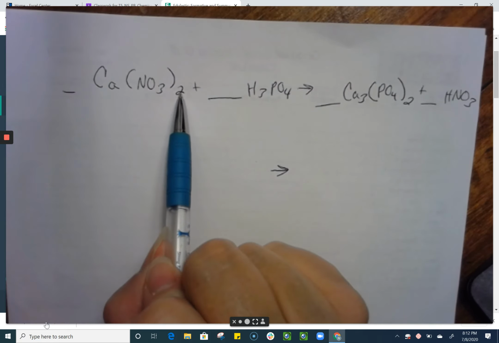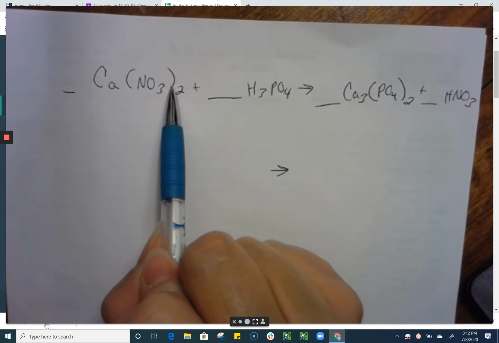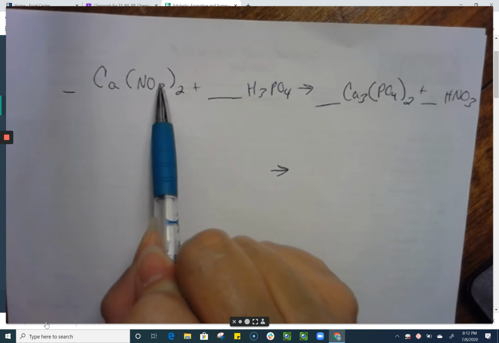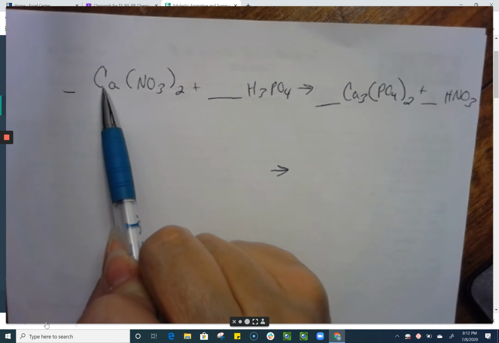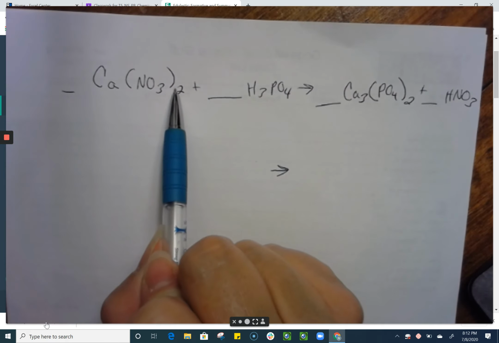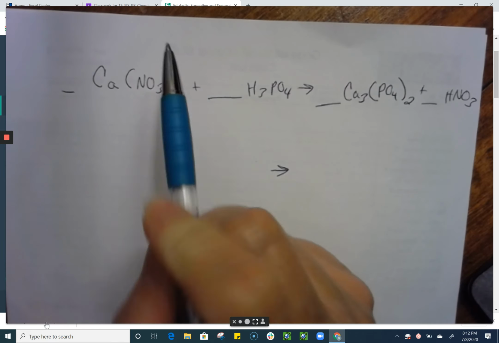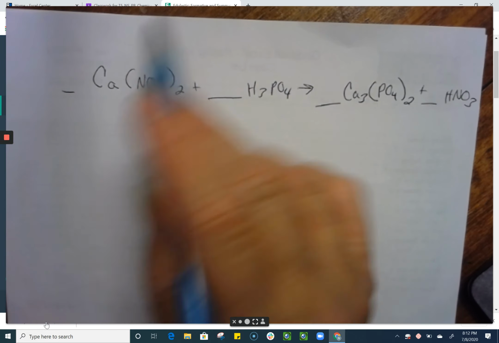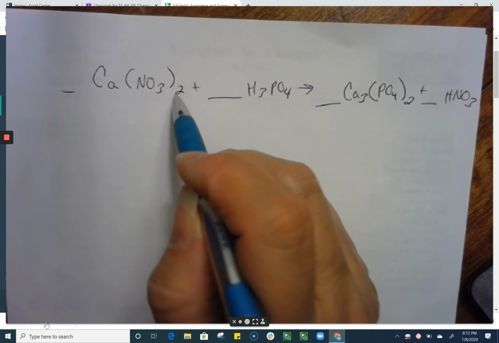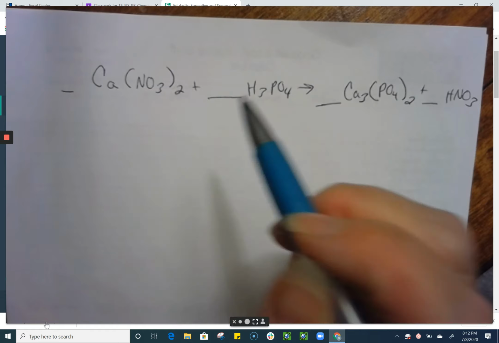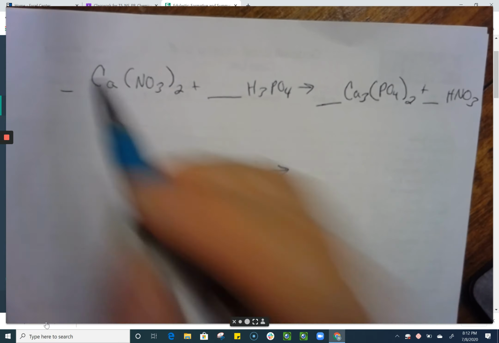When there's a 2 behind the parentheses, that means everything in here gets doubled. Not that one, just the one in the parentheses. And you could double it and write NO3 twice and count your 2 nitrogen and 6 oxygen, or you can multiply. Okay, so I'm going to start with calcium here.